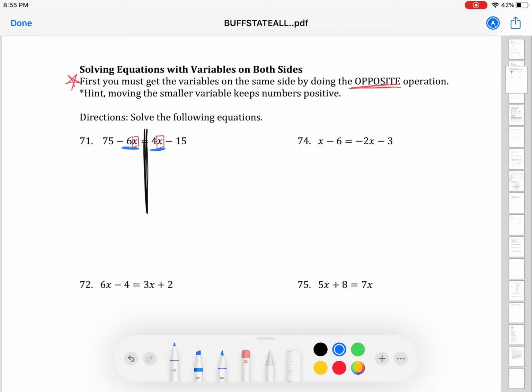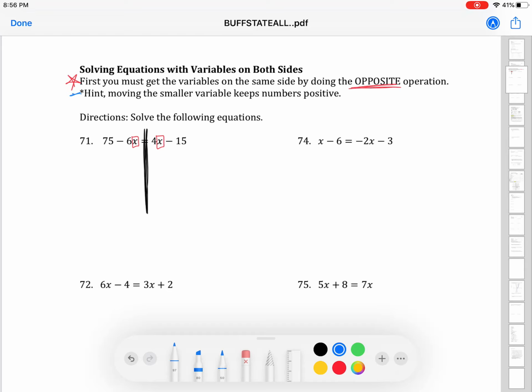A nice way to think about doing the opposite operation to get something to the other side is when you have things on opposite sides. Like if you notice you have your x's on opposite sides of the equal sign, you have to do the opposite operation to get them to the same side. That's just the way that it works. So if I look at this right here, I have a negative 6x and a positive 4x. It does not matter which one you decide to move to the other side.